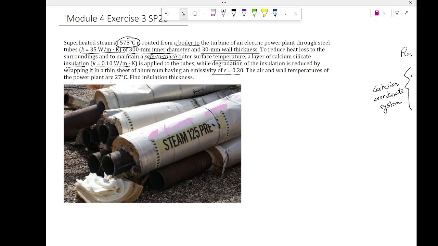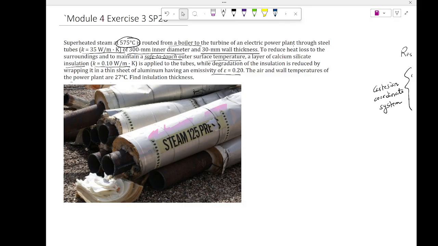Alright. So why do they even bother putting that outside layer? They give you the emissivity, and the reason they put the emissivity here is because they would like you to explore that at the outside both radiation and convection happen. Anytime you see emissivity, that clearly directs you to radiation. You remember that? All right.